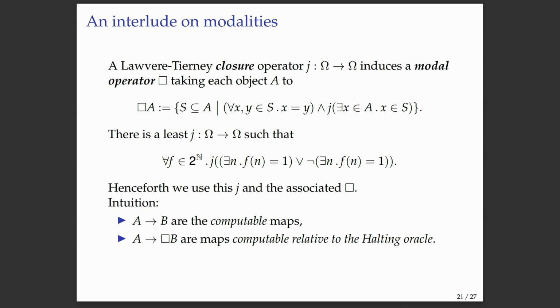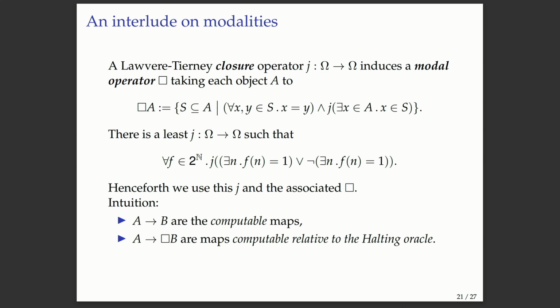So how do you think of them? In the effective topos, in general, you can think of elements of A arrow B as computable maps. They're computable with respect to whatever underlying realizability representation A and B have. Whereas if you look at the maps from A to box B, for this particular box, then they will be computable relative to the halting oracle. And this brings in a way to speak about non-computable things in a topos where everything is computable.